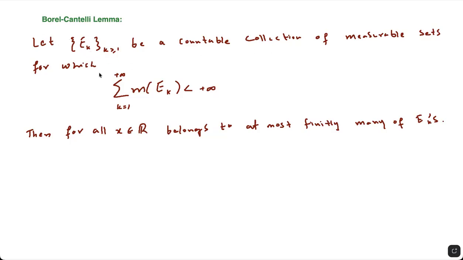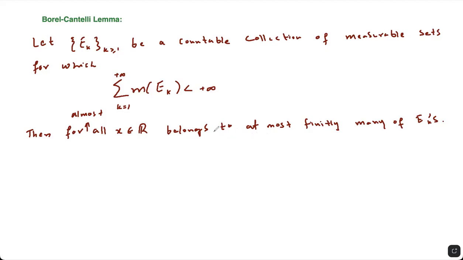The next lemma is the Borel-Cantelli lemma, and the statement is: let E_k be a countable collection of measurable sets for which the sum of the measures of these sets is less than plus infinity. Then for almost every x belonging to R, x belongs to at most finitely many of the E_k.